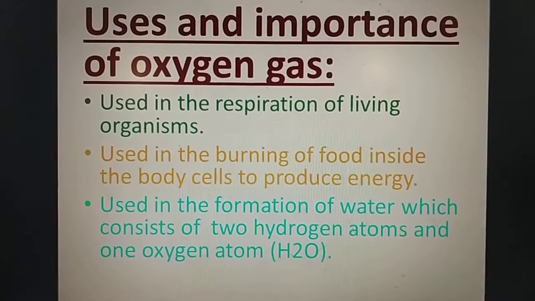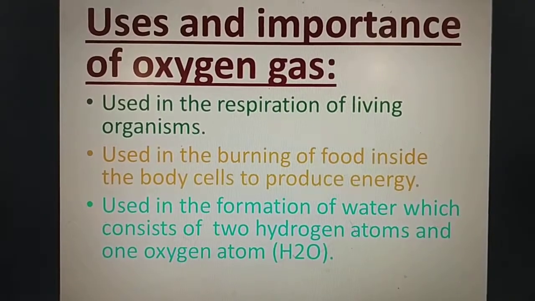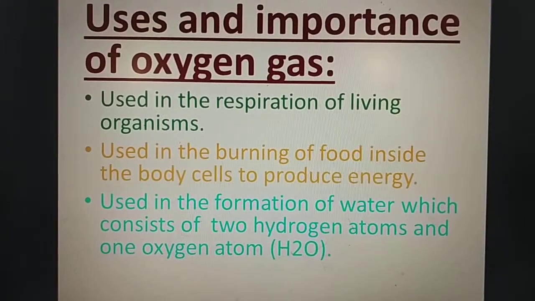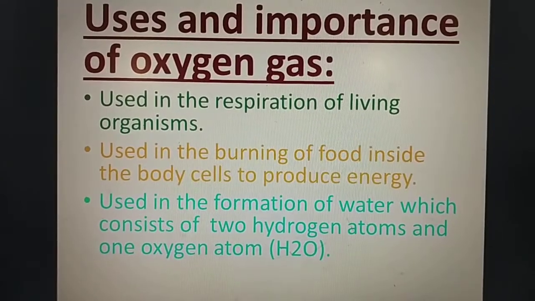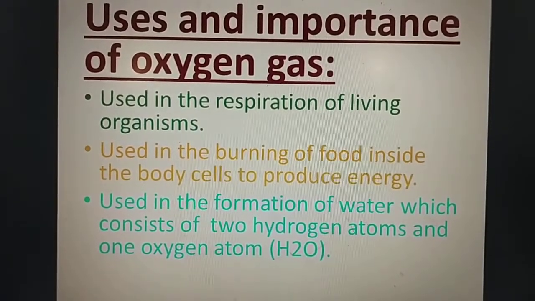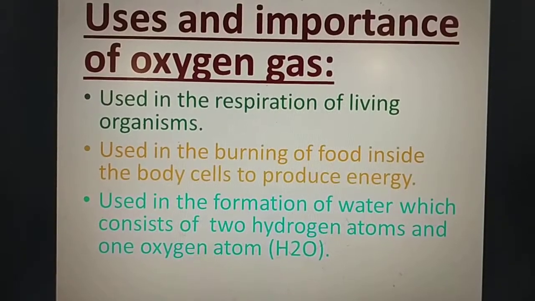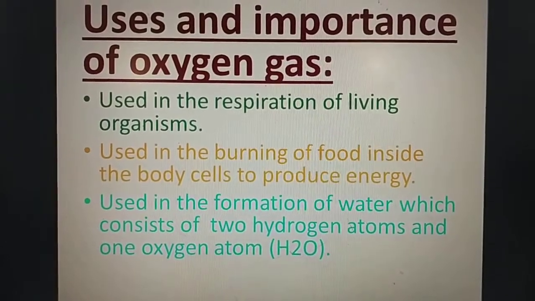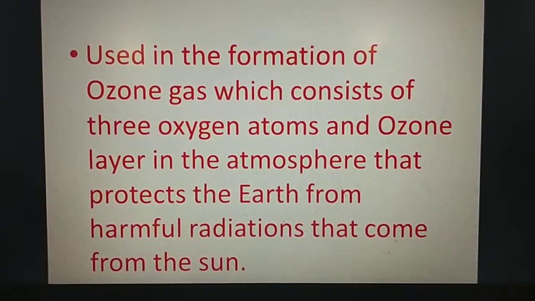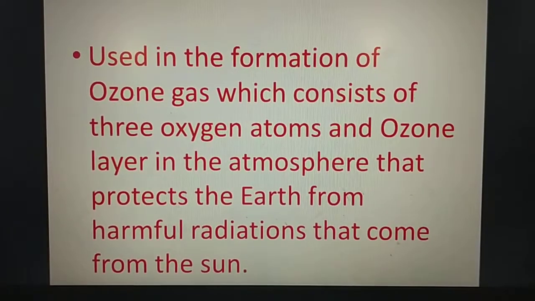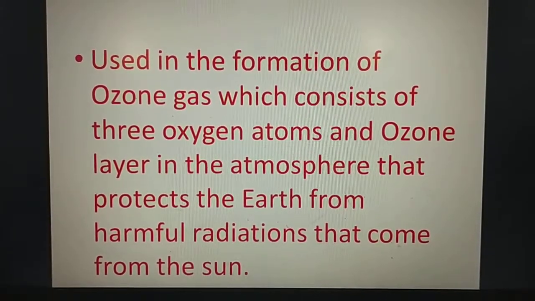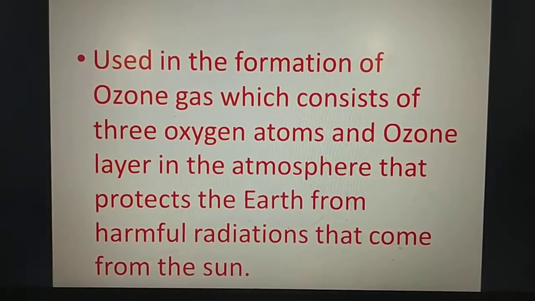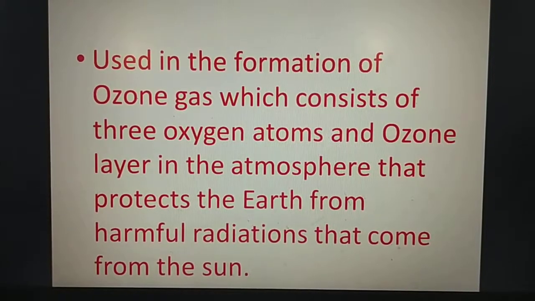Oxygen is used in the respiration of living organisms. Oxygen is used in the burning of food inside the body cells to produce energy. Also, oxygen is used in the formation of water, which consists of 2 hydrogen atoms and 1 oxygen atom, and its symbol is H2O. Also, oxygen is used in the formation of ozone gas, which consists of 3 oxygen atoms and its symbol is O3, and the ozone layer in the atmosphere protects the Earth from harmful radiations that come from the sun.